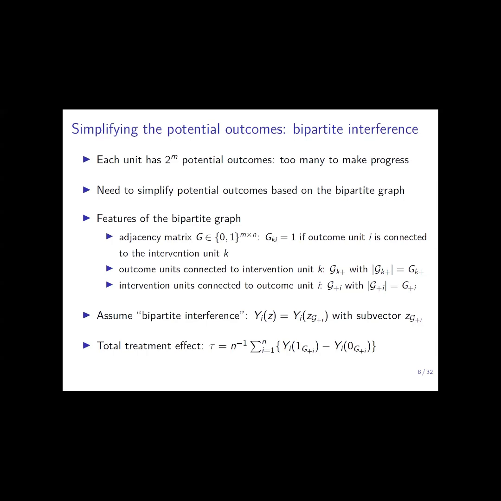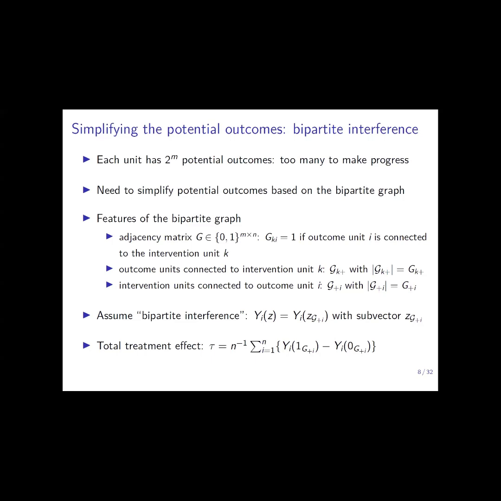Then with this notation, we simplify the potential outcome notation. We assume y_i(z) equals y_i(z_{G_+i}), the subvector of z indexed by the intervention units corresponding to unit i. On the graph, you have unit i, and you just look for those intervention units. We assume my outcome only depends on those intervention units' treatment status. So it's a subset of z. This is the subvector notation.